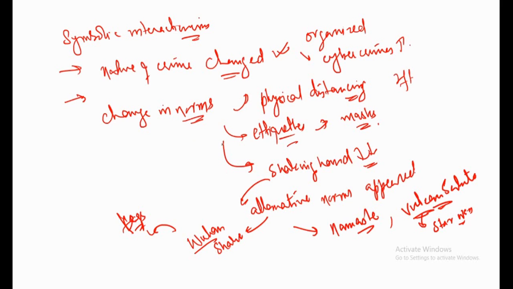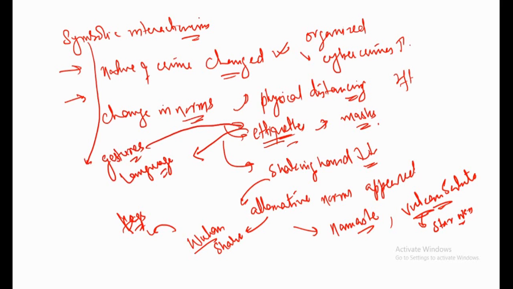Here I have talked about etiquettes, norms and physical distance. On etiquettes, you can say that the symbolic interactionists, as I already said, talk about gestures, hand gestures, language, etc. So here I have mentioned gestures. These Wuhan shake, etc., are nothing but gestures. So these were the impacts on the individual.